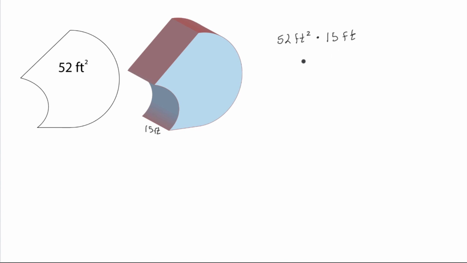52 times 15 is 780 feet cubed. That's our answer. Oh my goodness. So you just take the area of the base, that's this part right here. We took the area of the base and we multiplied it times the dimension of the height. And that's our answer. So when you get those weird shapes that they go ahead and tell you what the area is, oh, just whip out that calculator and multiply this times this, write down the answer, you're done.